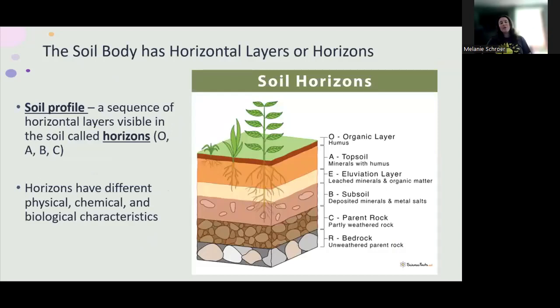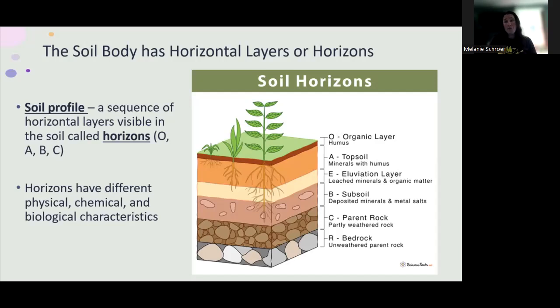If we were to take a core of soil or start digging deeper and deeper down, we would see that the soil isn't the same the deeper and deeper we go. In fact, it has a series of layers, or it is stratified, just like the forests above the ground, just like the aquatic environments that we've talked about so far. So always layer, layer, layer.